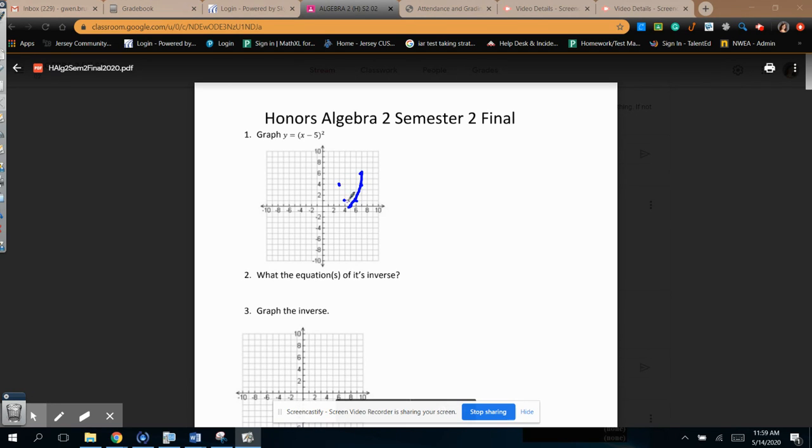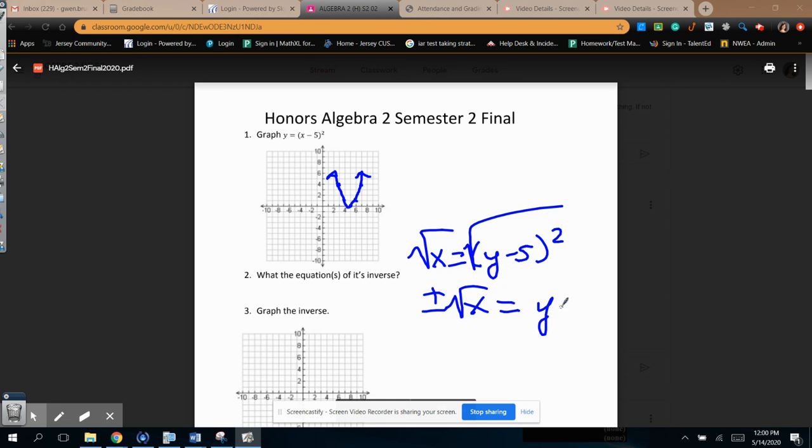Now, to find the equation of the inverse, you switch the x and y and solve for y. So it would be x equals the square root of y minus 5 squared. Square root both. Don't forget your plus or minus. The square root of x equals y minus 5. So y equals, add 5 to get it all by itself, 5 plus or minus the square root of x. It does say equations of inverse, so that is what I was looking for there.